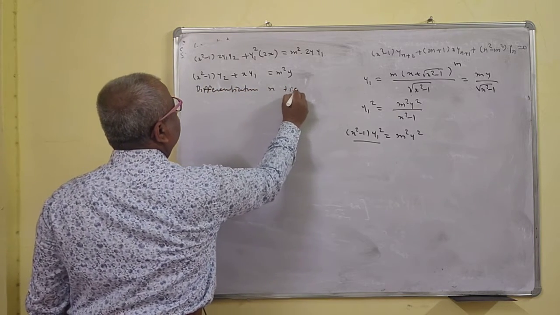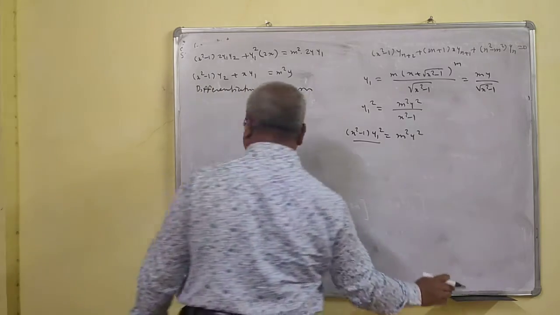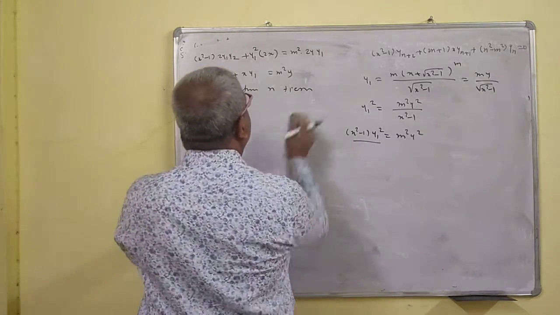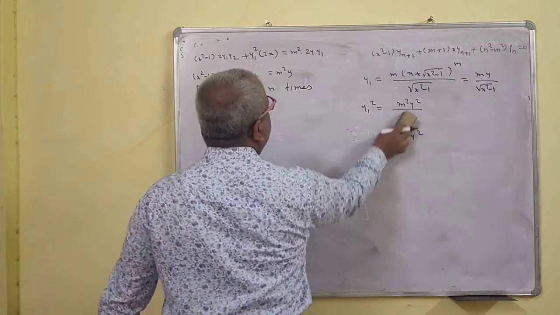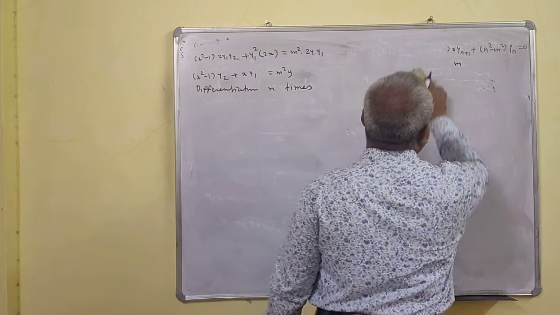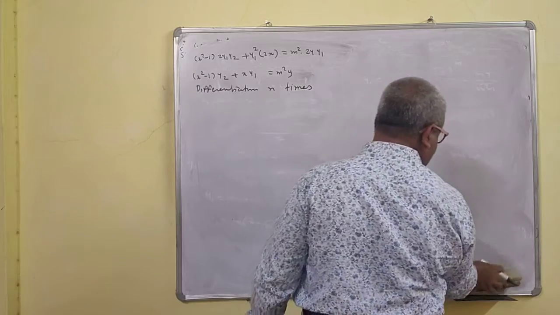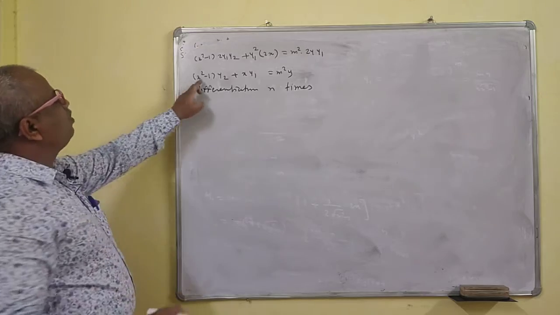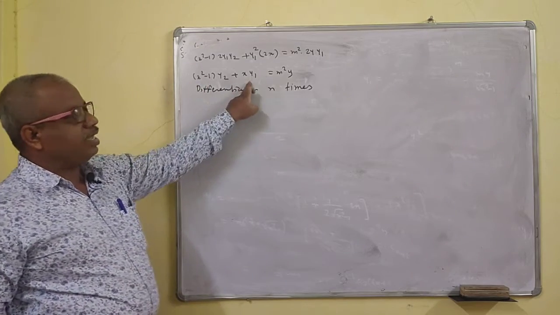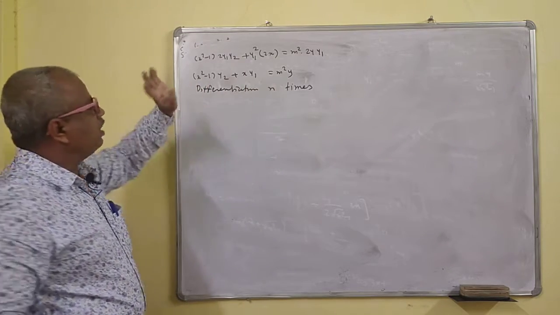n times. Differentiating n times. Oh, we have removed something, but no problem for this, we'll manage that. Now n times you have to apply the product rule here and here. So this will be what then? m square y then.